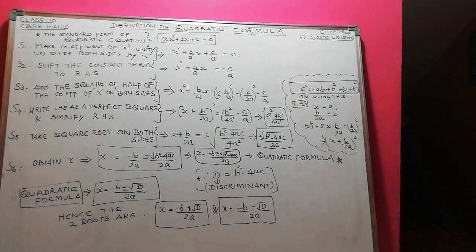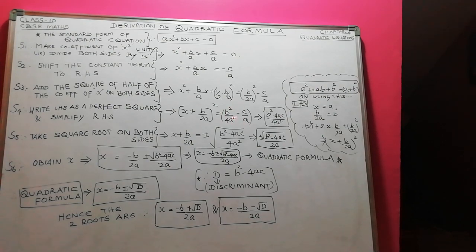So by observing all the terms on the left hand side, this is nothing but the expanded form of x plus b by 2a the whole squared. So x plus b by 2a the whole squared is on the left hand side. Now we have to simplify the expression on the right hand side. b by 2a the whole squared is b squared by 4a squared minus c by a.